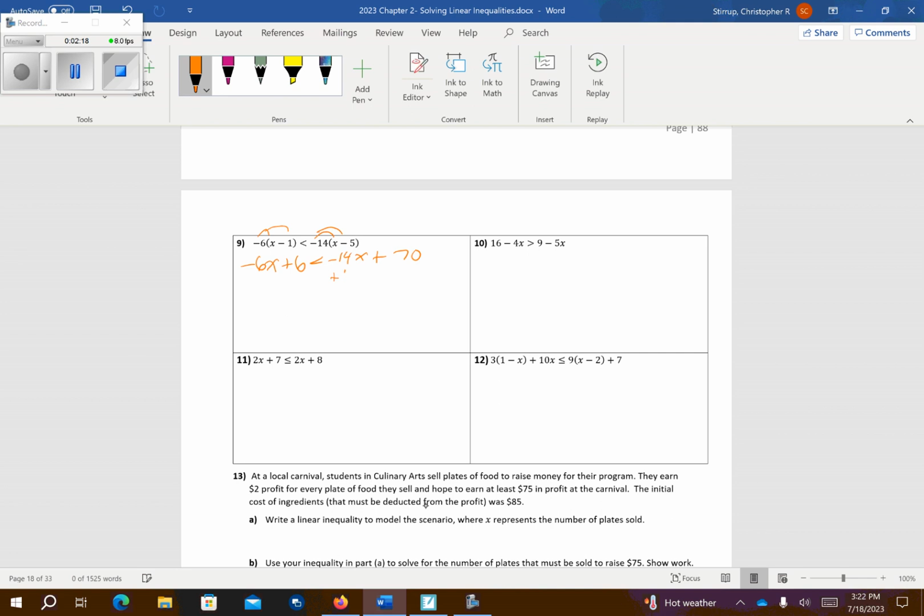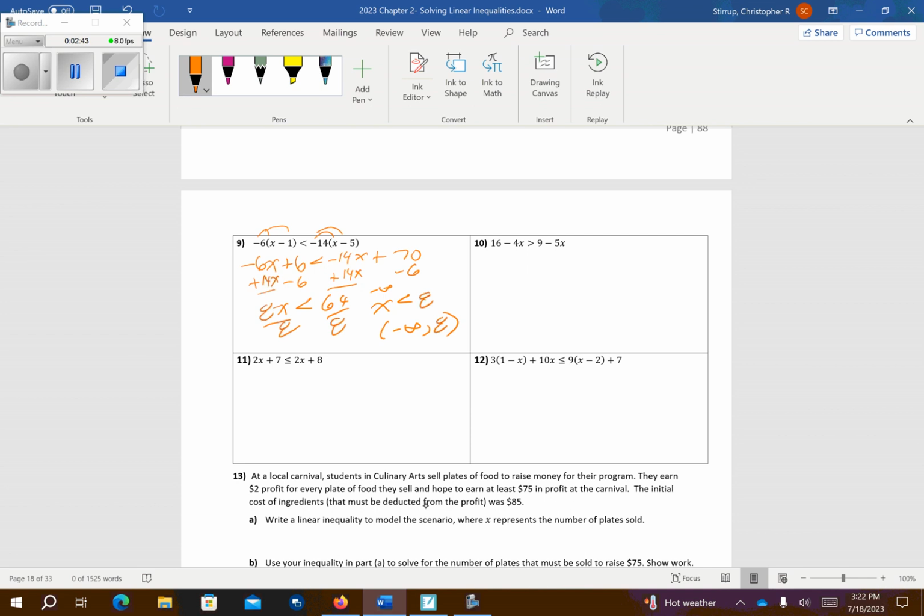And then let's say I can add 14x to both sides. And that's going to give me an 8x. I can also subtract 6 from both sides. And that's going to give me a 64. Divide each side by 8. And x is going to be less than 8. So that's pointing to negative infinity. Our interval notation will go from negative infinity to 8. Both soft brackets because we don't have the line underneath the inequality.